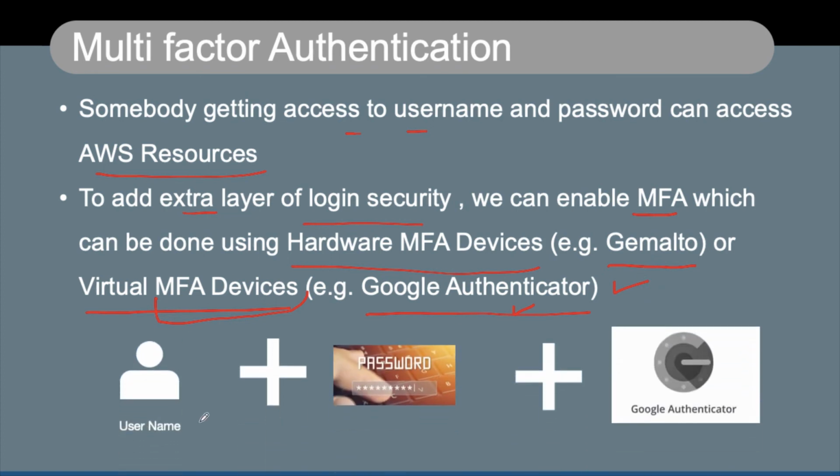Now the username, so extra layer of security, username and password, and after that what you have is some MFA device, and in this case I have taken the example of an app called Google Authenticator. So we can use the Google Authenticator app to make our AWS account secure.